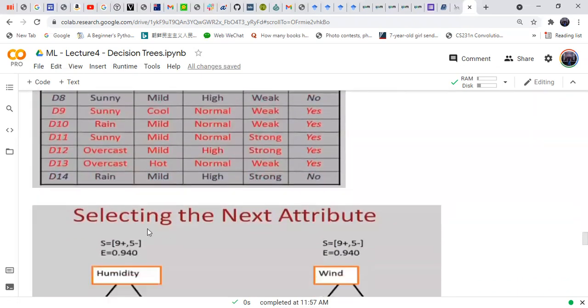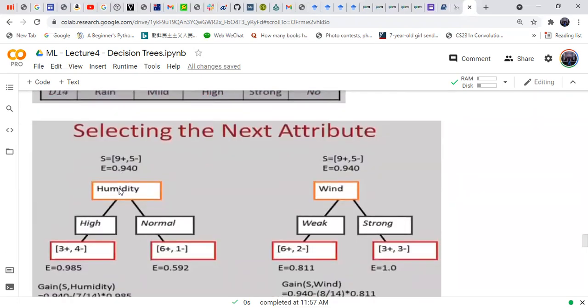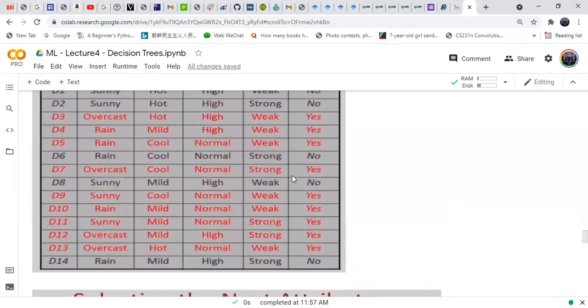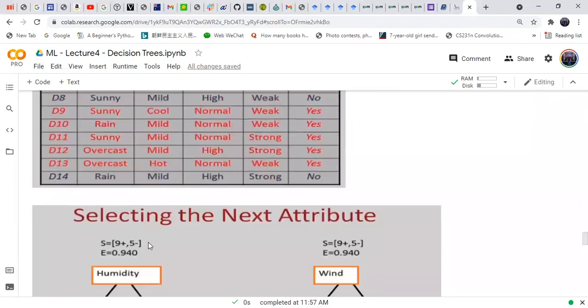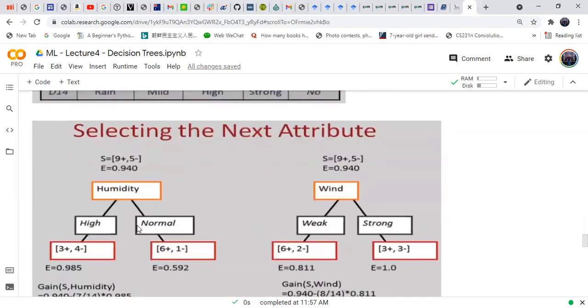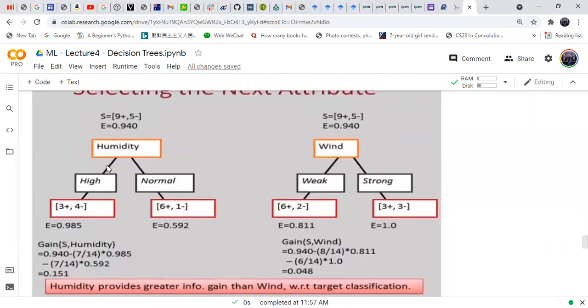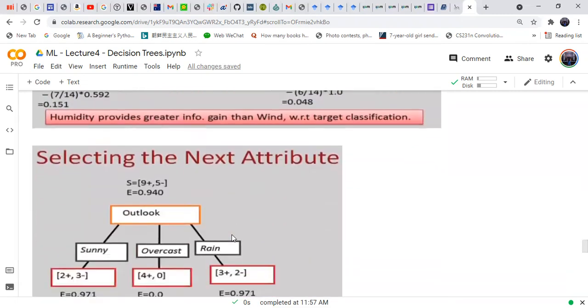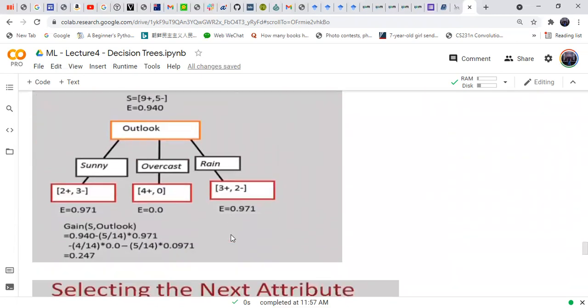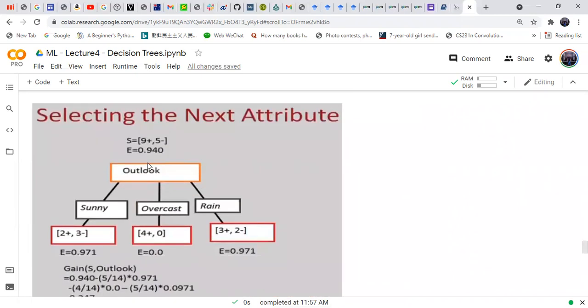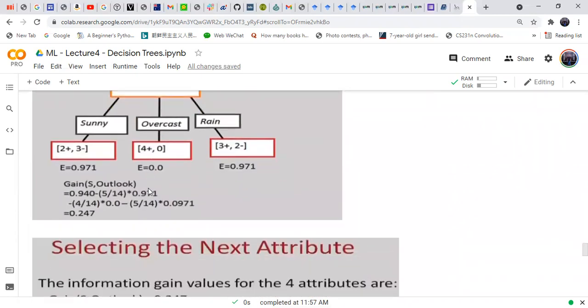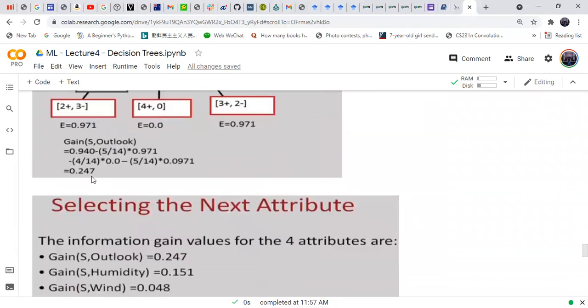Selecting the next attribute. Let's say we have different attributes, like humidity and wind. We calculate the information gain for humidity and for wind, and we see that humidity provides greater information gain than wind with respect to target classification. Then we go one step further and calculate the information gain for outlook, and see that it is 0.247.